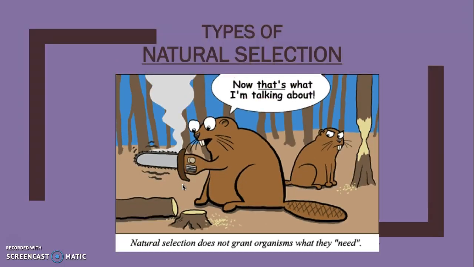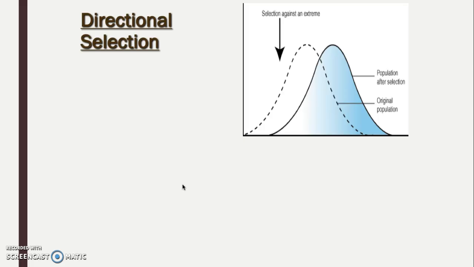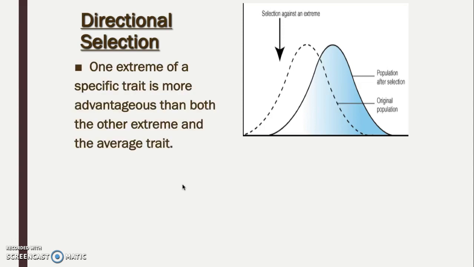So we're going to look at these types of natural selection. Not all forms of natural selection look exactly the same. So it doesn't always look like the peppered moth situation that we saw in class. So first there's directional selection. This means that one extreme is favored over the other.